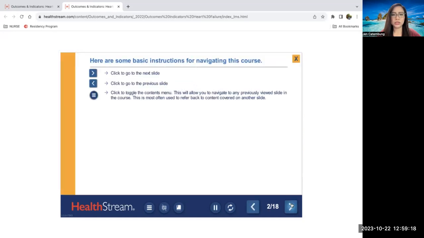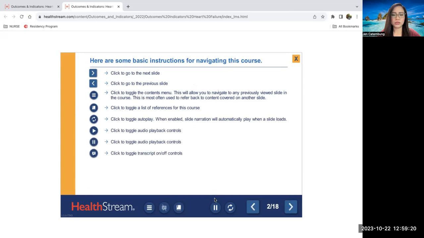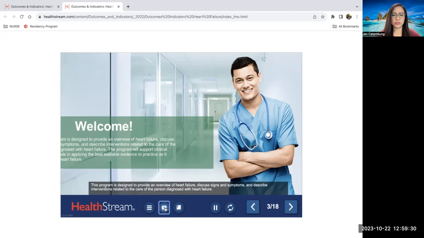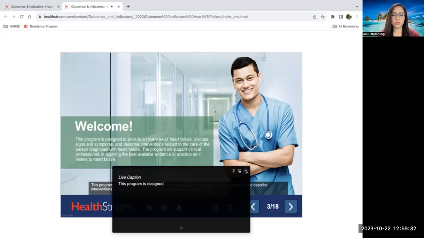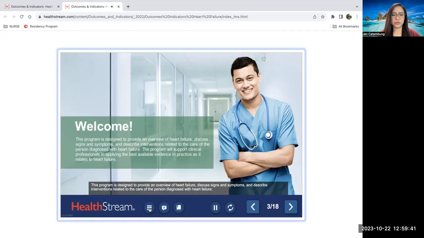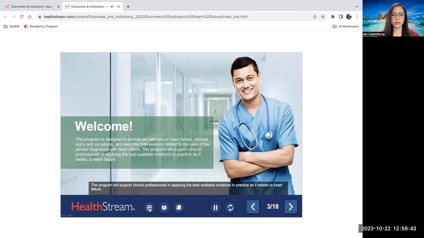Here are some basic instructions for navigating this course. This program is designed to provide an overview of heart failure, discuss signs and symptoms, and describe interventions related to the care of the person diagnosed with heart failure. The program will support clinical professionals in applying the best available evidence in practice as it relates to heart failure.